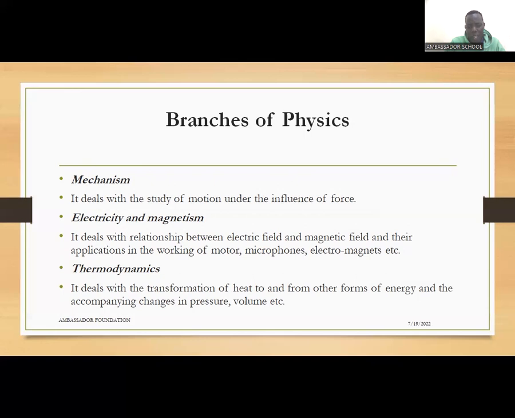We have thermodynamics. Thermo, first of all, is the scientific term that refers to heat. So it deals with the transformation of heat to and from other forms of energy and accompanying changes in pressure, in volume, and other physical quantities.